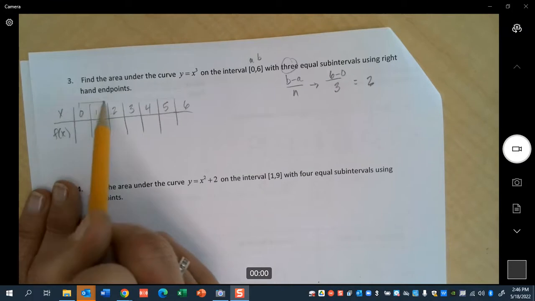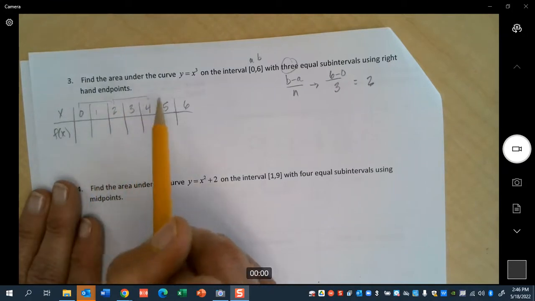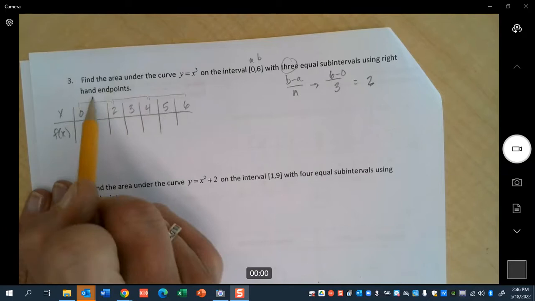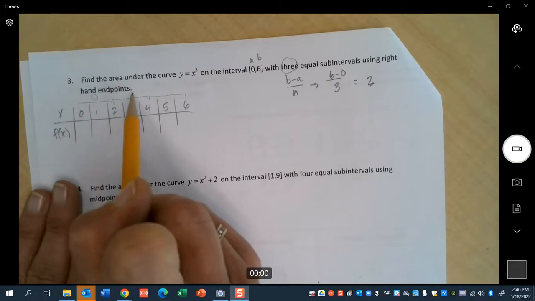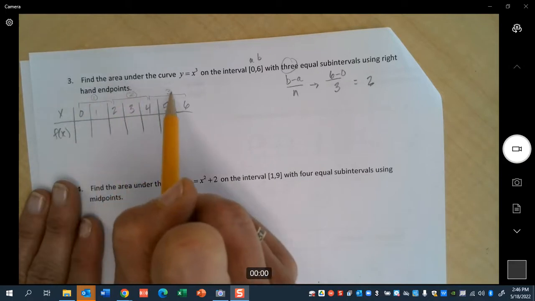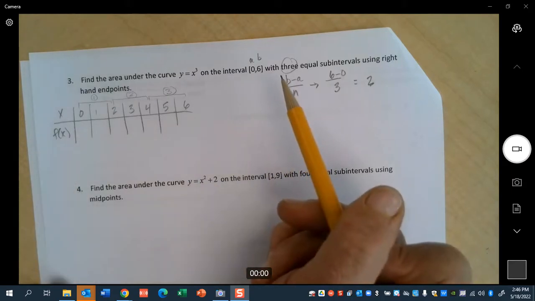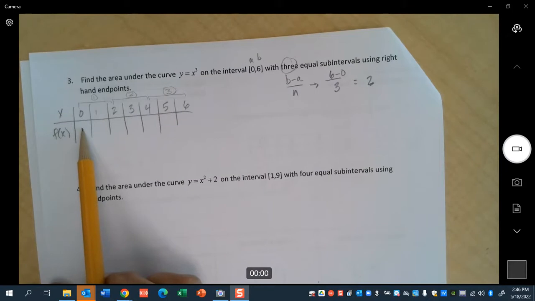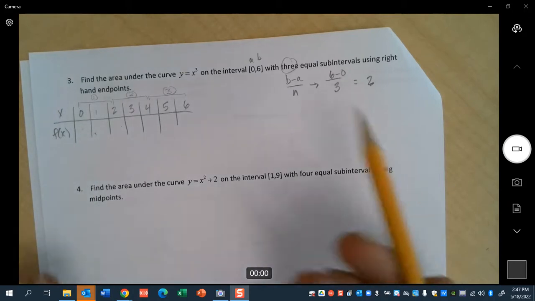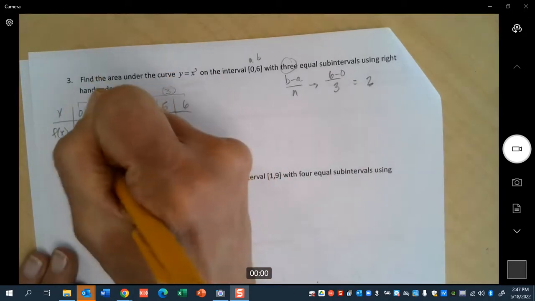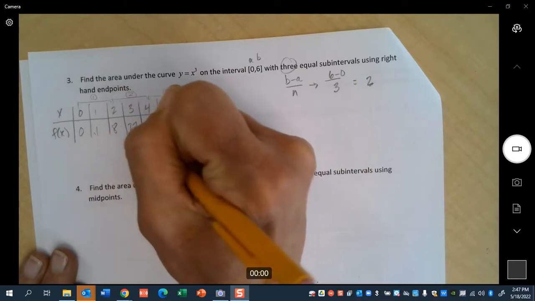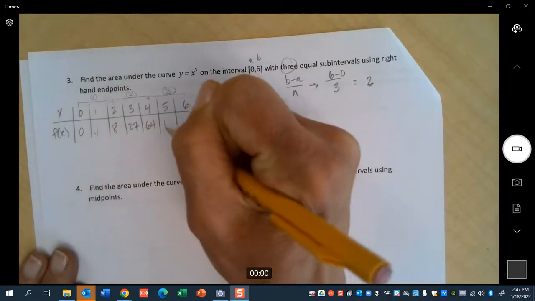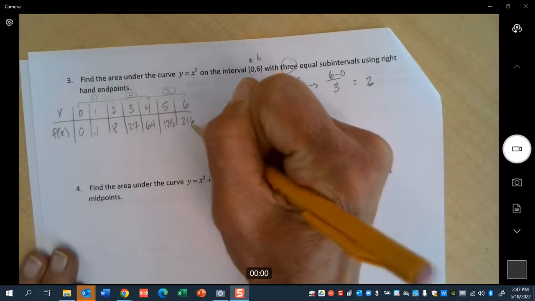So 0 to 2, 2 to 4, and 4 to 6. Here's my first interval, my second interval, my third interval. Now, this is a case where I could use the midpoint if it's left hand or right hand or midpoint. So the easiest way, it's an easy function for you to do. So 0, 1, 8, 27, 64, 125, 216.